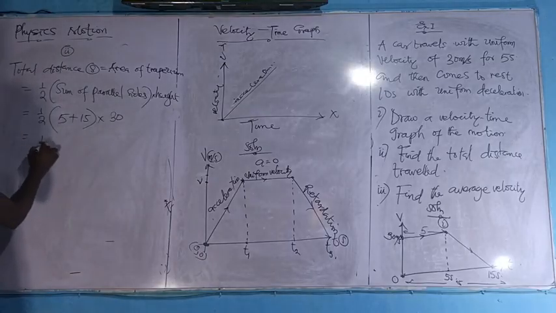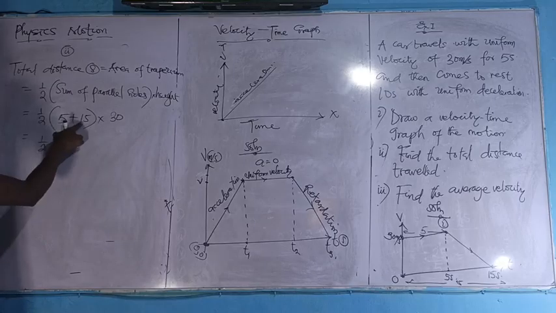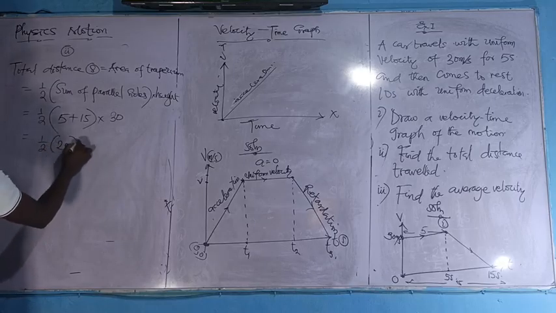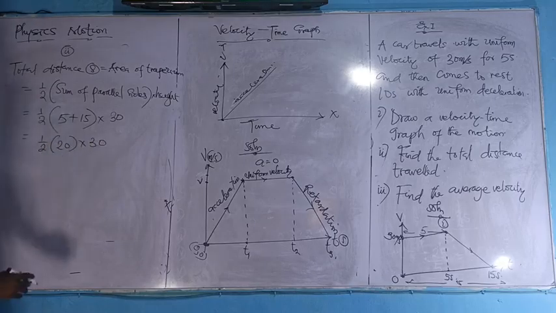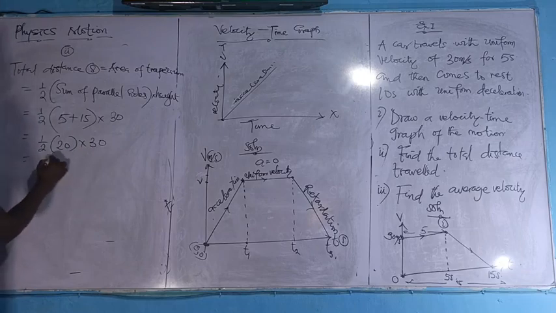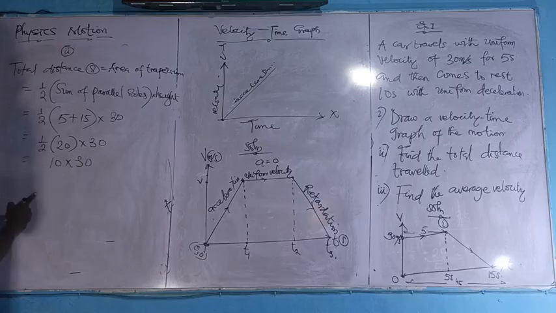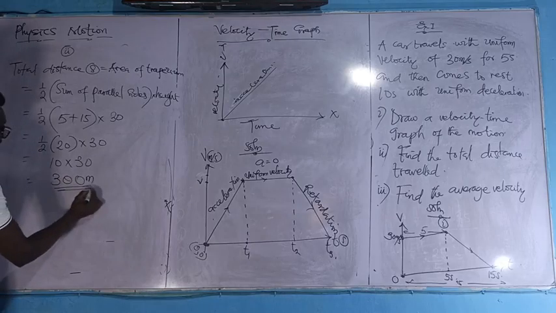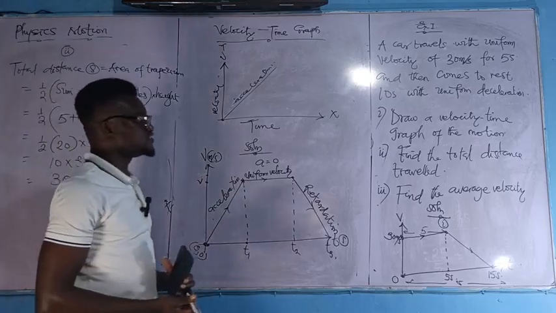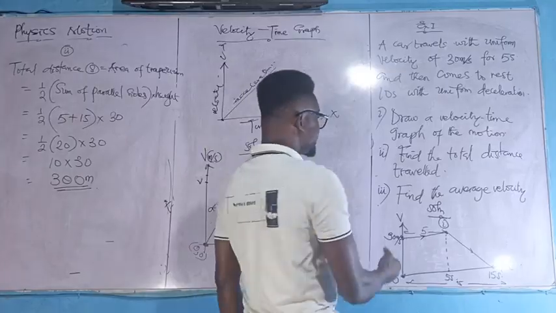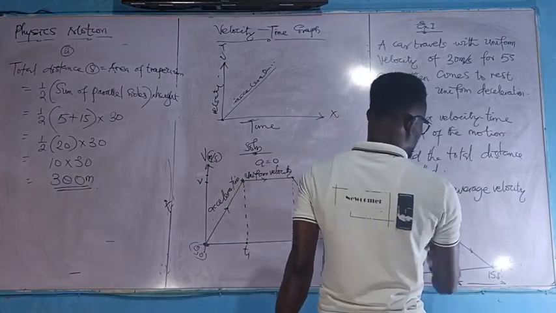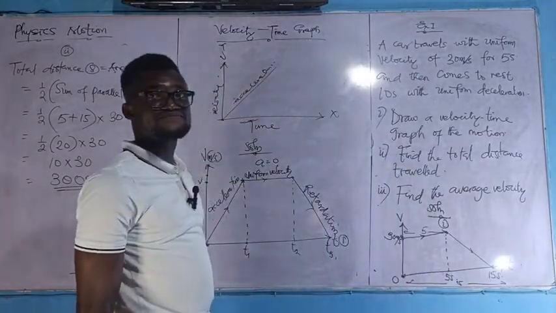So at this point, we have half, 5 plus 15 gives 20, then times 30. Now, half of 20 will give 10. 10 times 30, then we are going to have 300 meters. And that gives the total distance. Then the next exercise there, we are asked to find the average velocity.